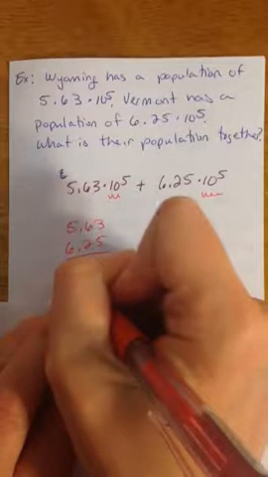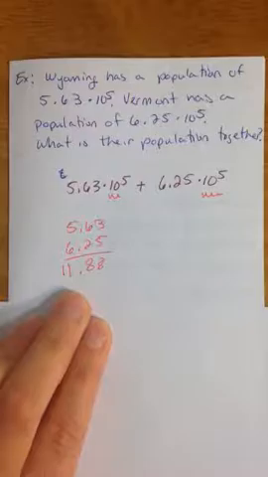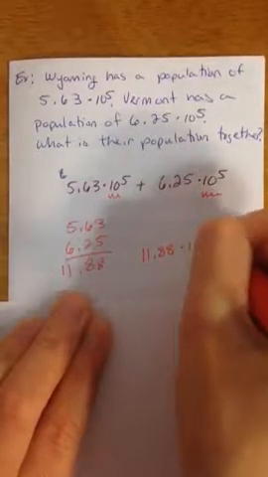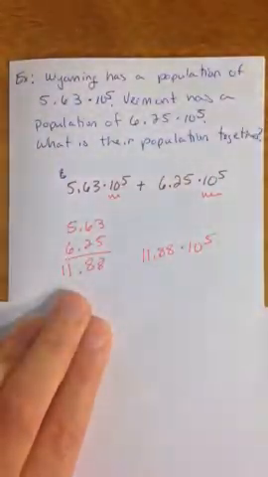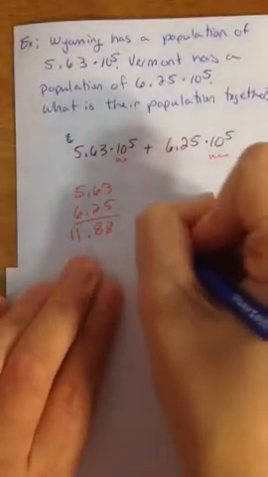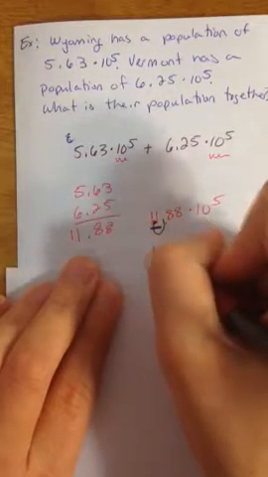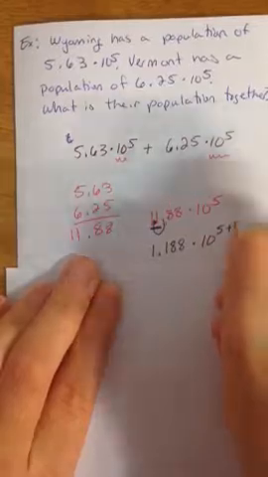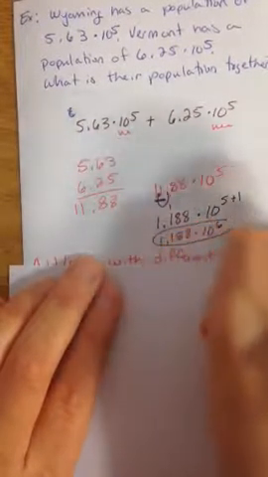That's 8, 8, and 11. So I have 11.88. And then again, I just keep that exponent. Now, that is not in proper scientific notation because 11 is not between 1 and 9. So I need to move my decimal over 1. So I get 1.188 times 10 to the 5, and I'm adding one spot over there. So that is going to be 1.188 times 10 to the 6, and that would be my final answer.